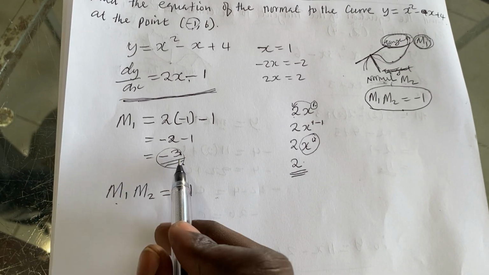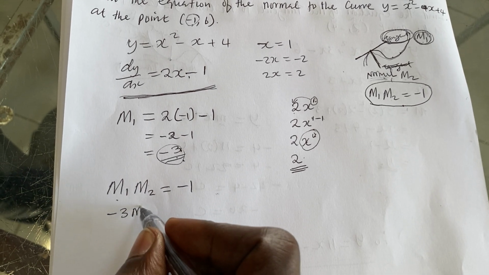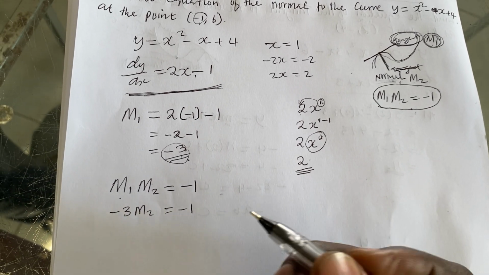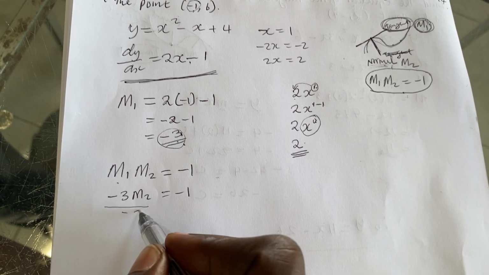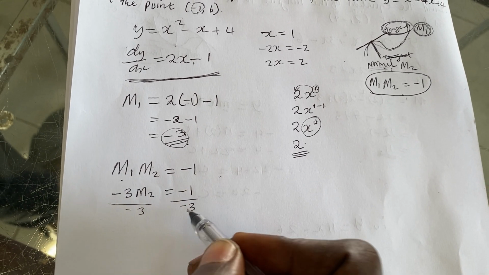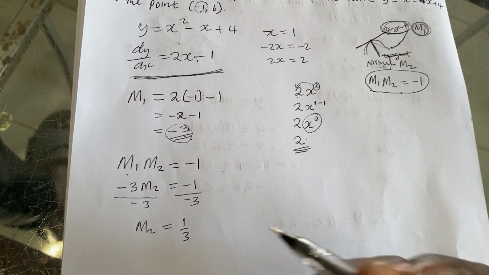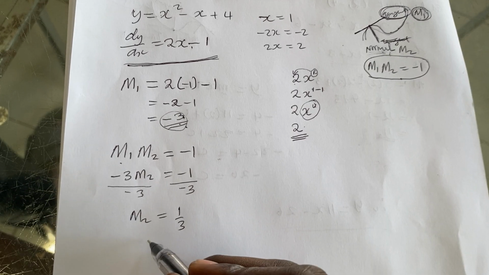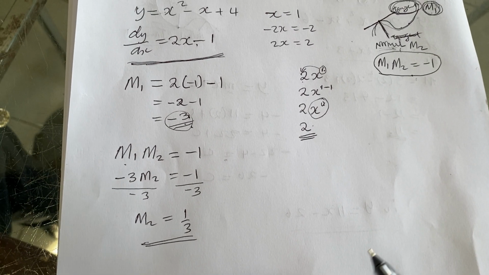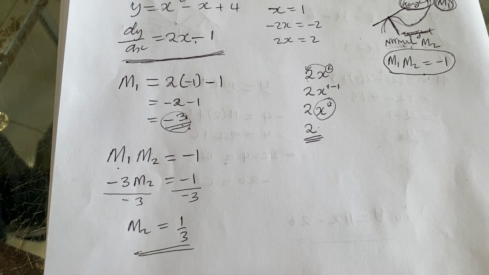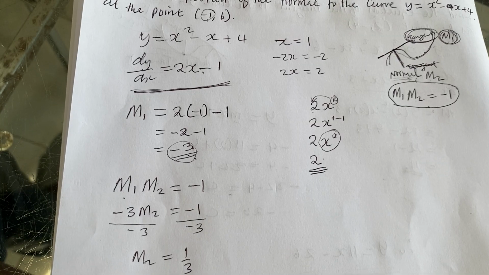And what is our m1? m1, I said, is -3. So I have -3 m2 is equal to -1. Then you want to find m2, meaning we divide by -3. So m2 is equal to 1/3. So this becomes the gradient of the normal. Now since we have the gradient of the normal, we can go ahead and find the y-intercept.